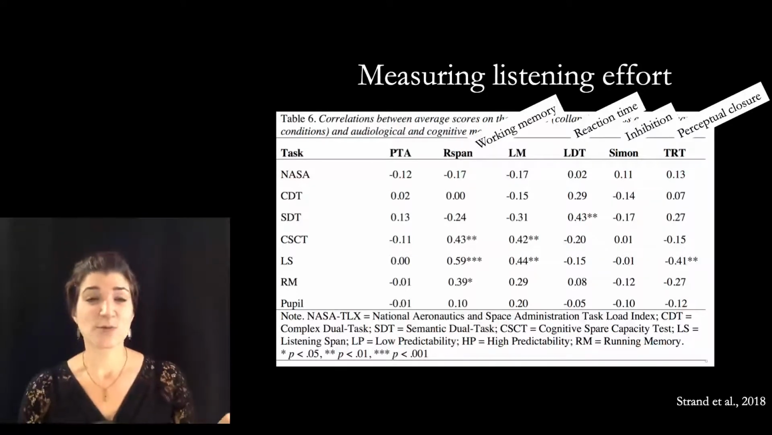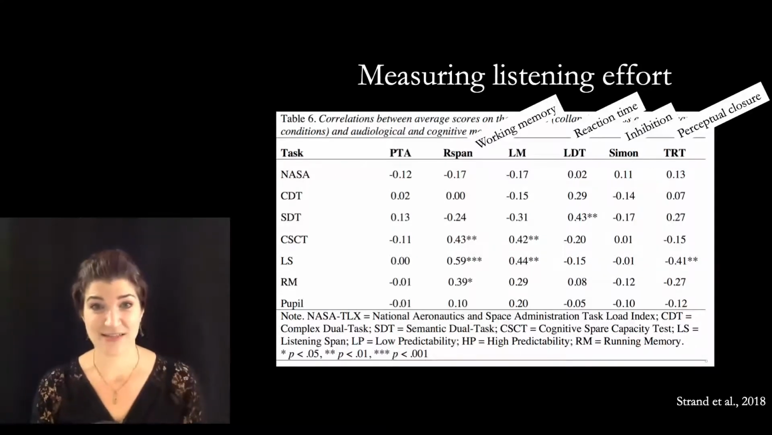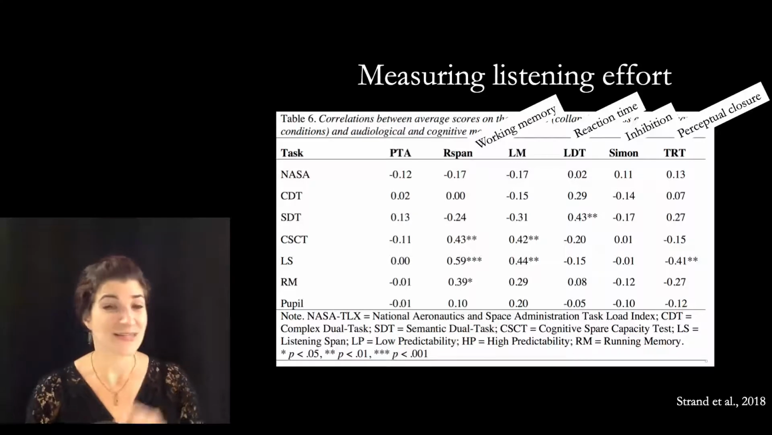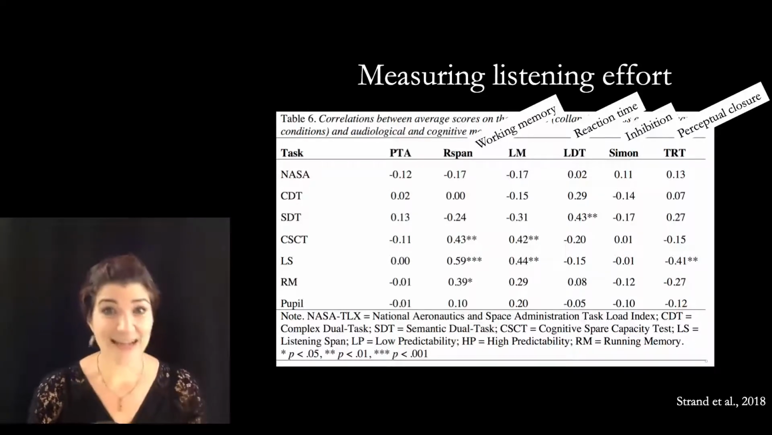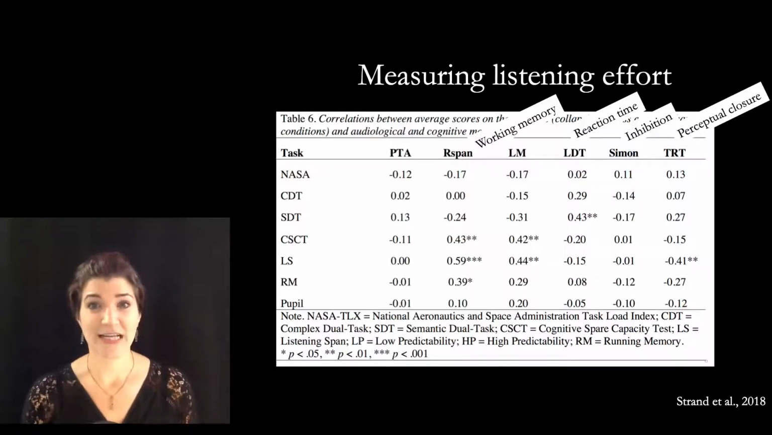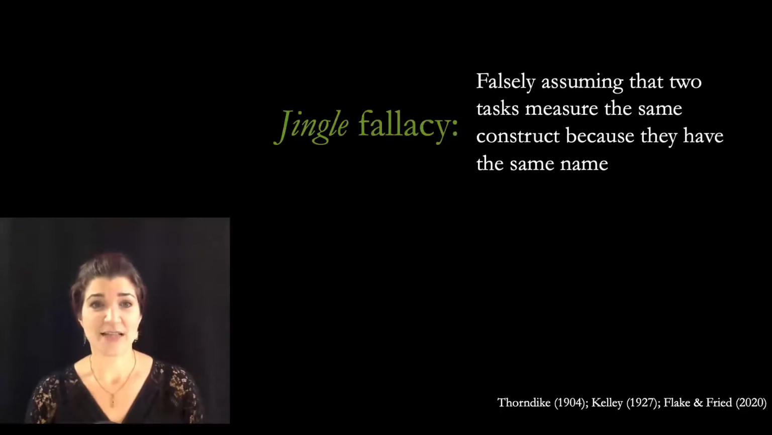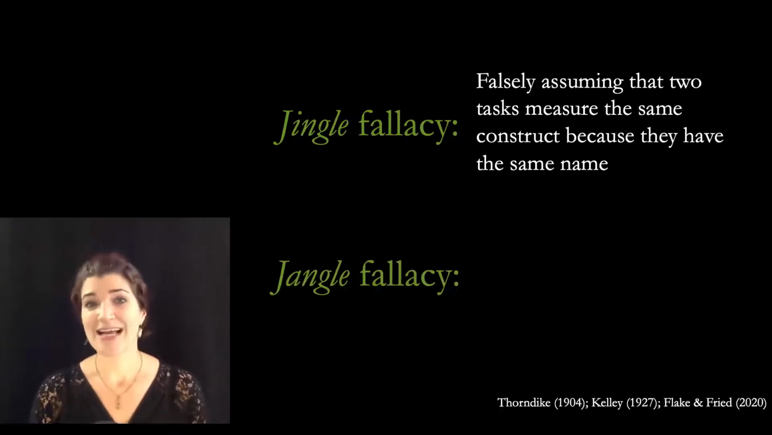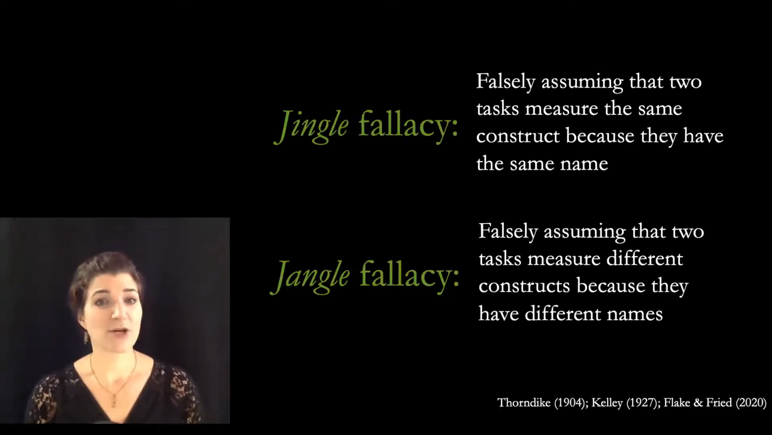Okay, in some cases, we see stronger correlations between tasks that are supposed to be measuring different things than the correlations between tasks that are supposed to be measuring the same thing. No way. That is cause for some concern, to put it lightly. So in addition to the jingle fallacy, it also suggests that there's some evidence for what Kelly called the jangle fallacy, the false notion that different tasks must be measuring different things because they have different names.